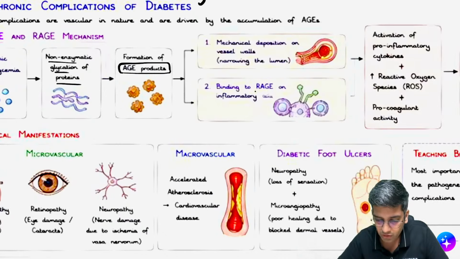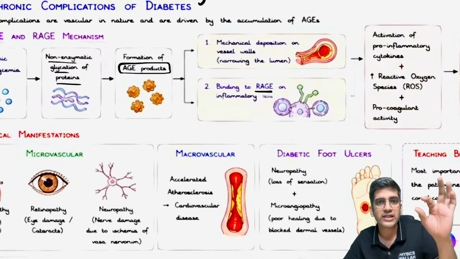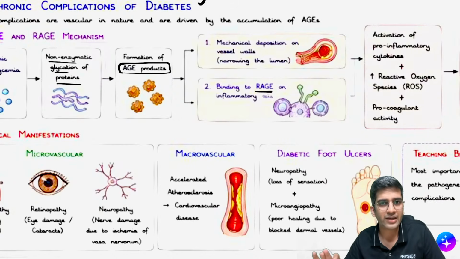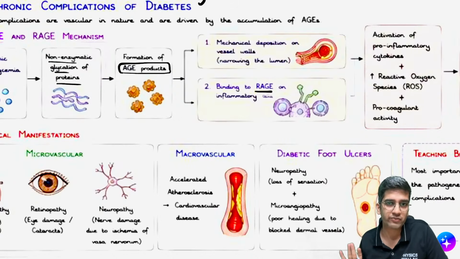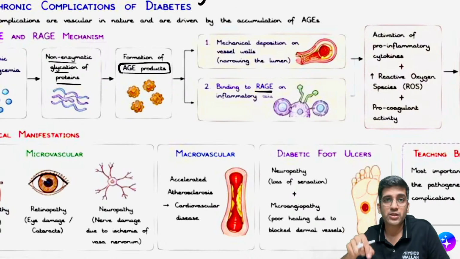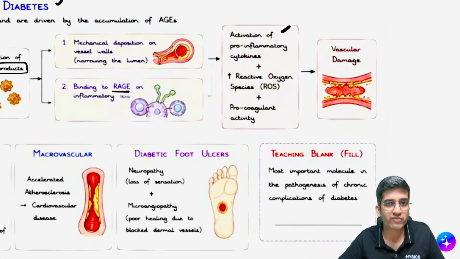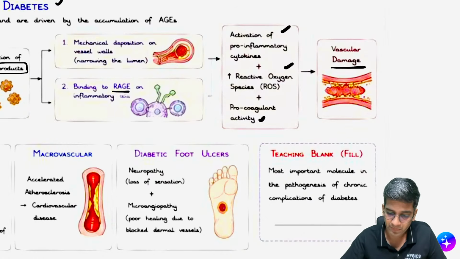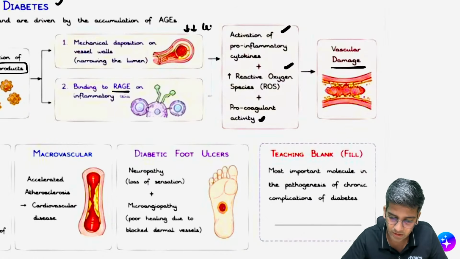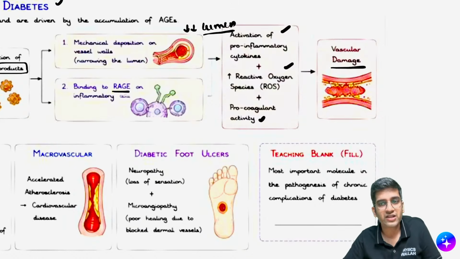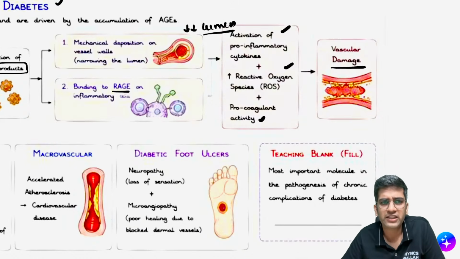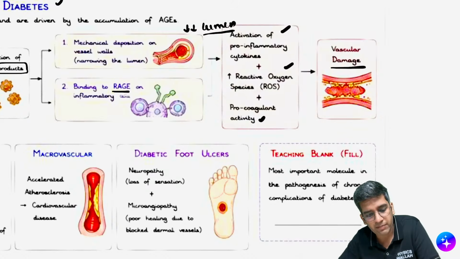Second, I have a receptor called RAGE, the receptor for AGE products. Remember, it's pro-inflammatory. That should be more than enough, right? So the AGE product sits on the RAGE receptor and increases inflammation, right? So both of these are going to activate pro-inflammatory cytokines, reactive oxygen species, procoagulant state, and cause vessel damage. At the same time, it's going to reduce the lumen. Predominant of the diabetic complications are vascular complications, macroangiopathy or microangiopathy. Why are vessels targeted? Because the chronic hyperglycemia results in AGE products, which cause all these problems.